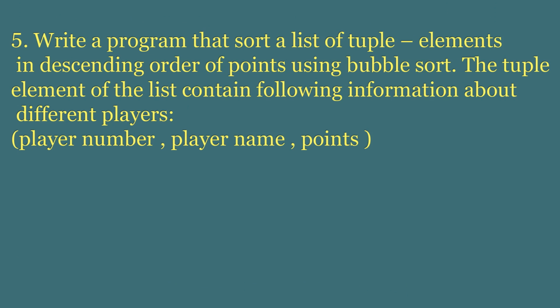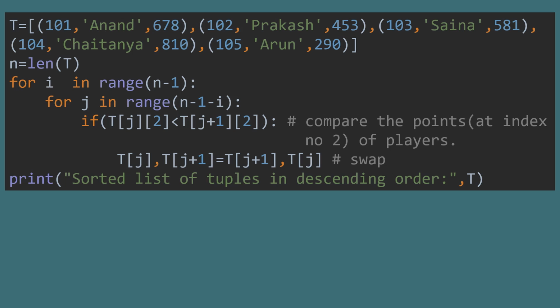Now write a program that sorts a list of tuple elements in descending order of points using bubble sort. The tuple element of the list contains the following information about different players, that is player number, player name and points. Now we have to sort according to points. Let's see. Now just consider this list of tuples where each tuple contains the record of a player and we have to sort it according to the points. The points is present at index number 2 of each tuple.